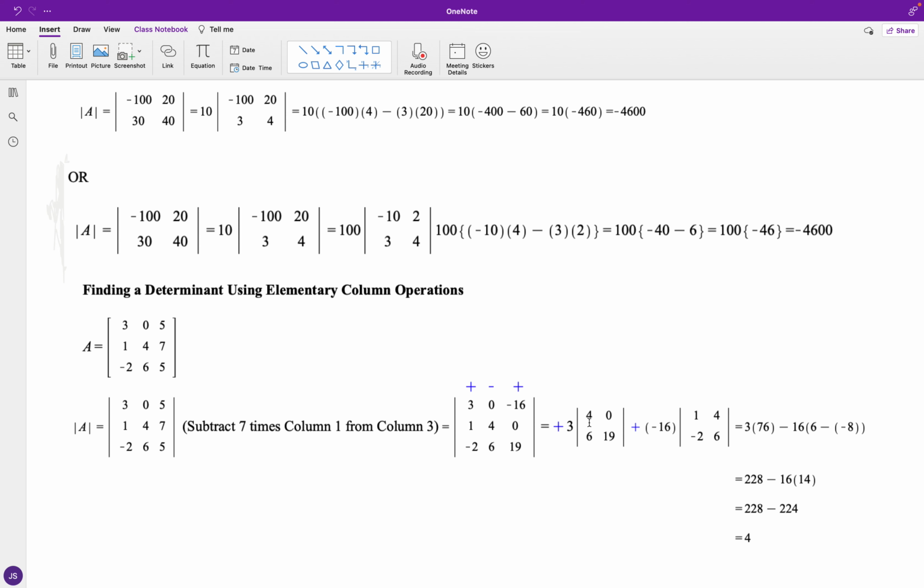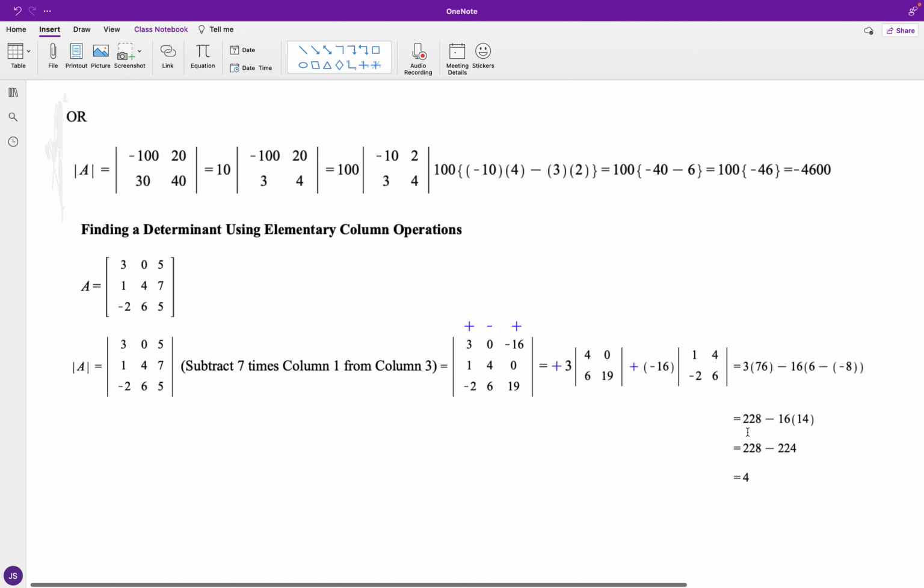And so we have for the minor, plus 3 times the minor of the first row, first column, which has a value of 76. And then we have minus 16 times the minor of the first row, last column, and that value is going to end up being 14. And so we're going to have 228 minus 224, and this result ends up at 4.